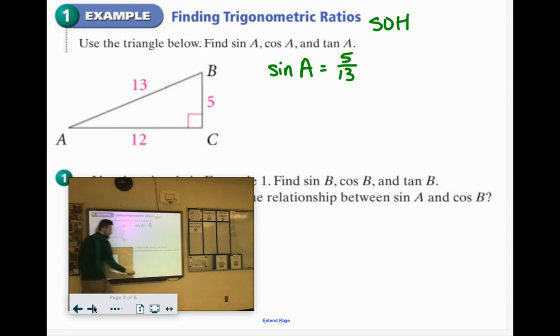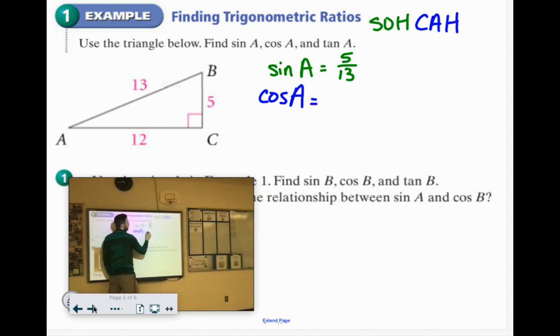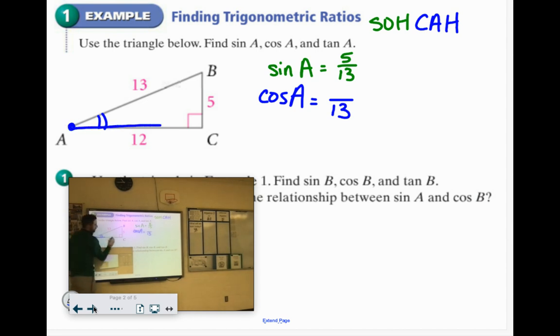I know, you thought it was going to be worse. Now we're going to try cosine of A. Now the CA says that you do the adjacent side over the hypotenuse. We already know the hypotenuse is 13. The adjacent side is the side between the angle and the right angle. It's the non-hypotenuse side that is touching the angle. Okay, so in our case it would be 12. Great.